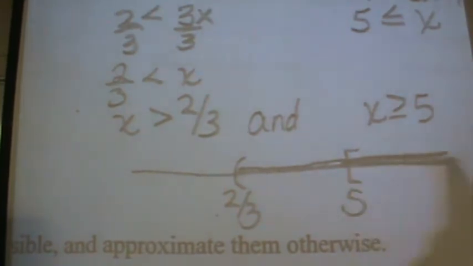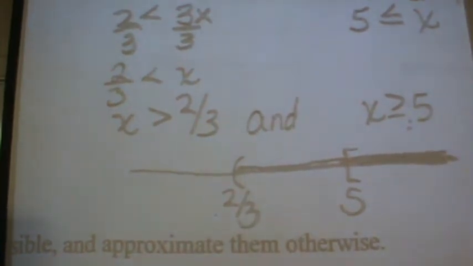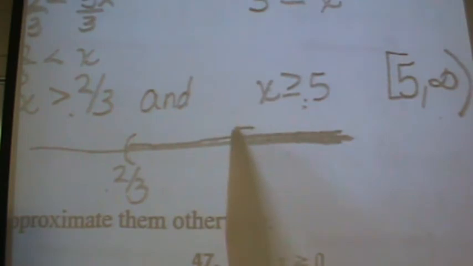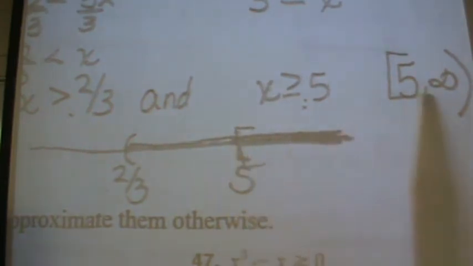So the intersection would be this, x is greater than or equal to 5. So it would be 5 comma infinity. That would be your answer, because it's where these two intersect, so it would be from 5, including 5, to infinity.